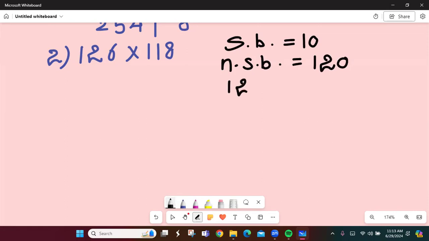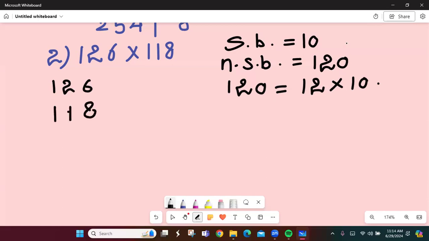And what is the relationship between non-standard base and standard base? 120 is 12 times 10. That is the non-standard base is 12 times the standard base. So now write these numbers one below the other and see the difference of each number from the non-standard base. 126 is 6 greater than the non-standard base and 118 is 2 less than the non-standard base.